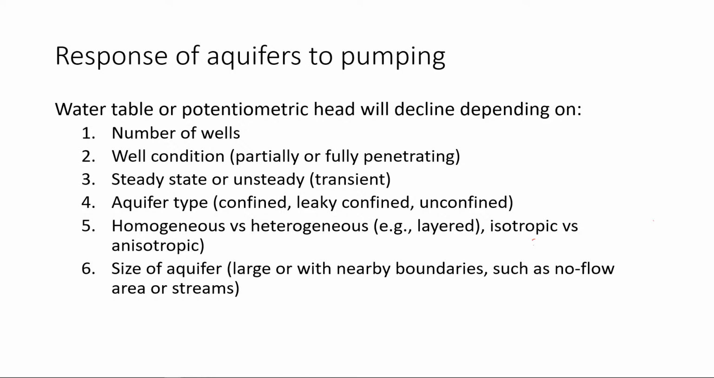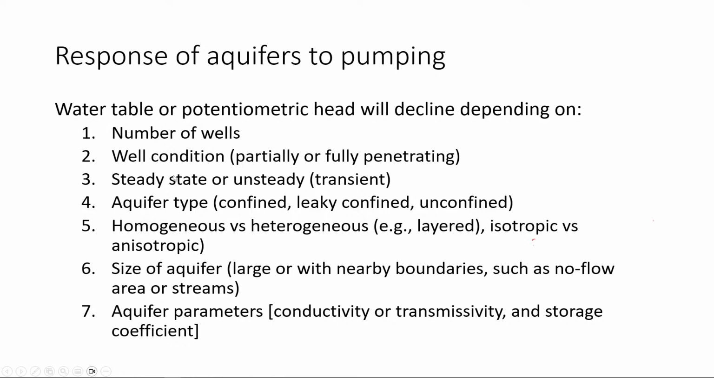And the size of the aquifer, like large with nearby boundaries such as a no flow boundary or a stream. If your nearby boundary is a no flow boundary, you'll find drawdown will be very fast. If it's a stream, drawdown will be very slow, or you'll not even get any drawdown because water will be replenished from the stream, versus here water will not be replenished because you just pump the water and your water level will go down.